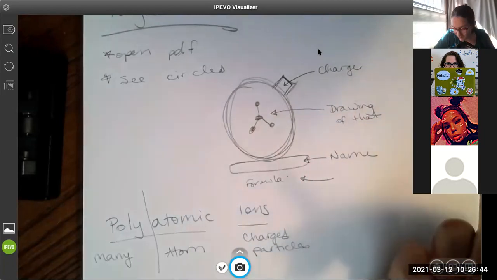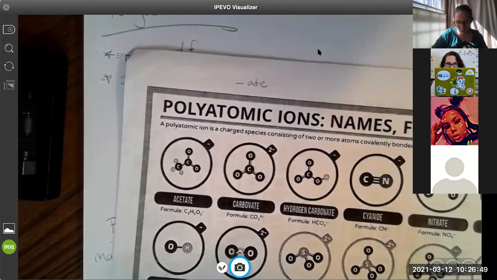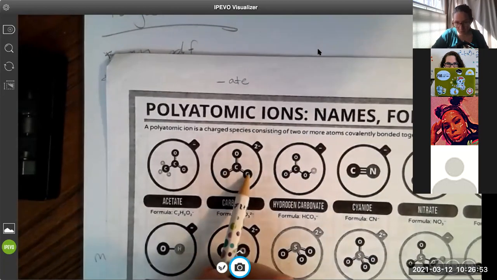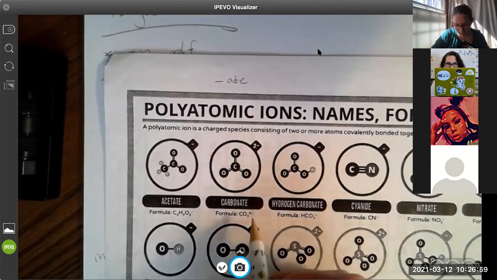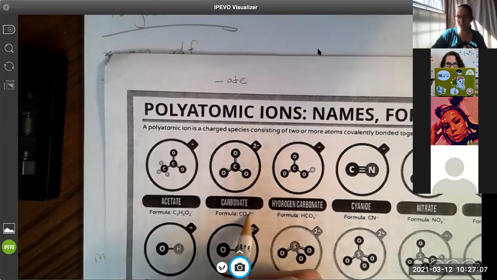And in your formulas, you've also got lots of atoms. So this drawing has 1, 2, 3, 4 atoms, 1 carbon and 3 oxygens. Your formula also has lots of atoms. Your formula has 1 carbon and 3 oxygens. This has a charge of -2. This has a charge of -2.